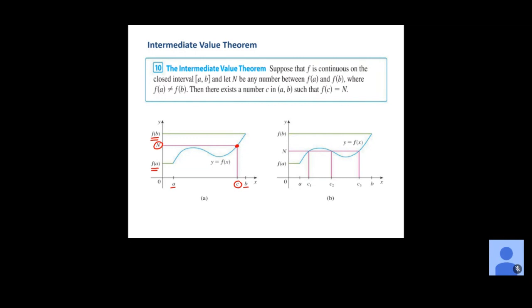Now, we're not saying that that's the only place that it happens, right? Because the other graph shows us that we could have in this same interval multiple points where we hit that same n value, right? So in this case, 3 different places where that happens. And we know it happens at least once, because if the function is continuous, it's going to hit every single y value between f of a and f of b at least one time. That's all the intermediate value theorem tells us. If it's continuous on an interval, then it's going to hit every y value between your starting point and your ending point somewhere in that interval at least one time. Okay?